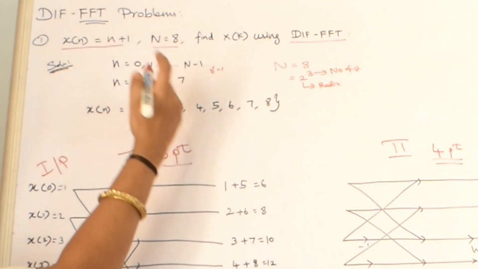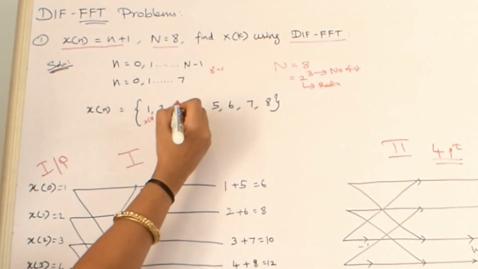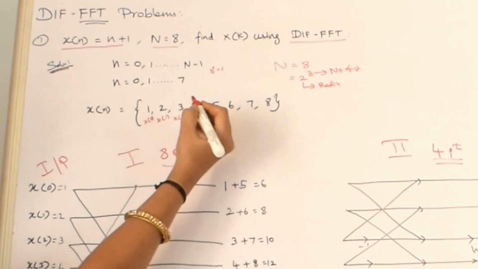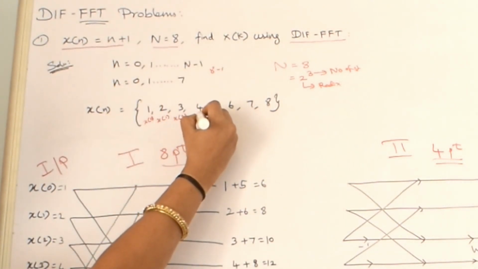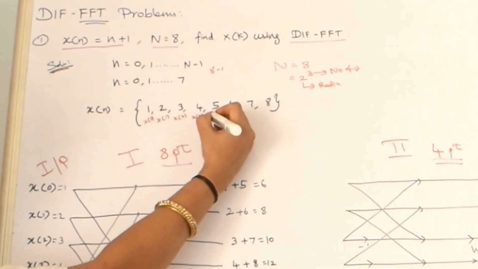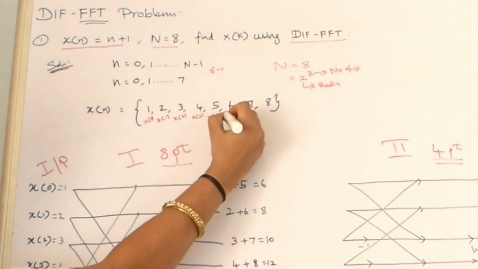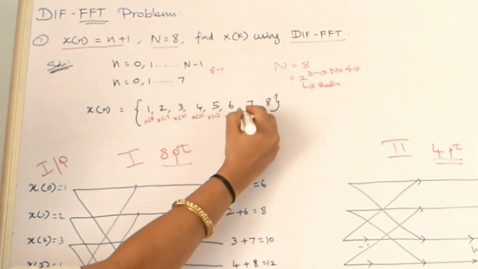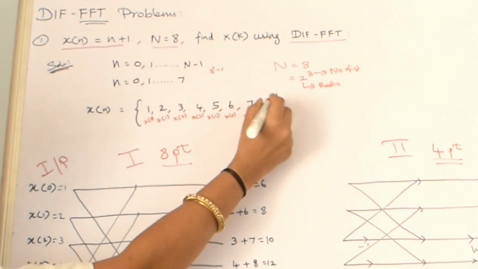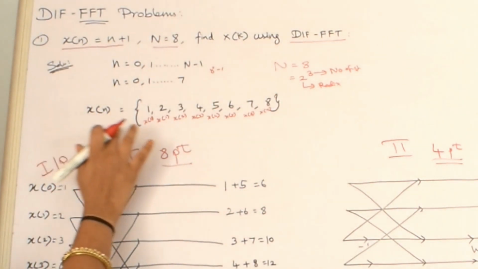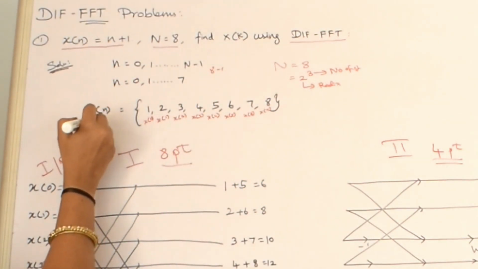When you substitute 1 here, you will get 2. When you substitute 2, you will get 3. When it is 3, 3 plus 1 is 4. You will get x of 3 as 4. Next is x of 4, it is 5. x of 5, it is 6. x of 6, it is 7. x of 7, it is 8. So here you are given the sequence for x of n.